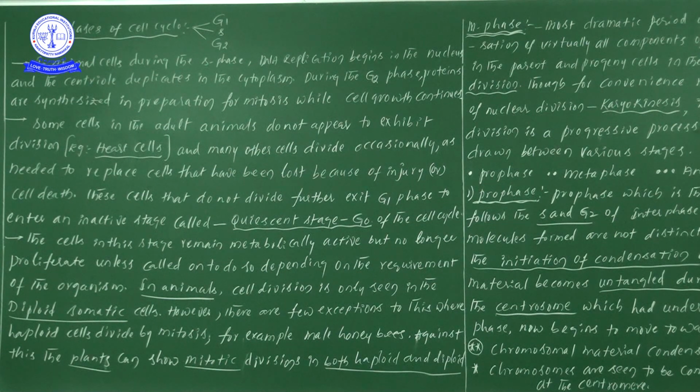Once a cell enters the G1 phase, the S phase, G2 phase, and then the M phase will definitely take place. That's why, once the need is fulfilled, these cells will not enter into the interphase. They will not enter into the G1 phase, S phase and G2 phase. They definitely get exit from the G1 phase.